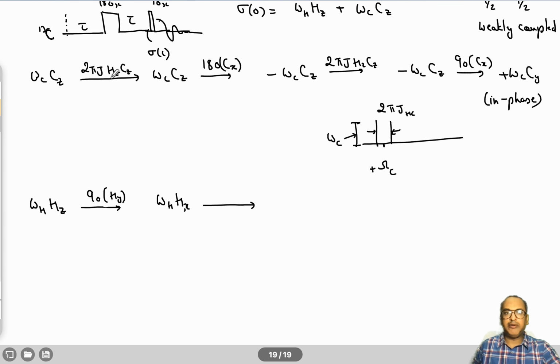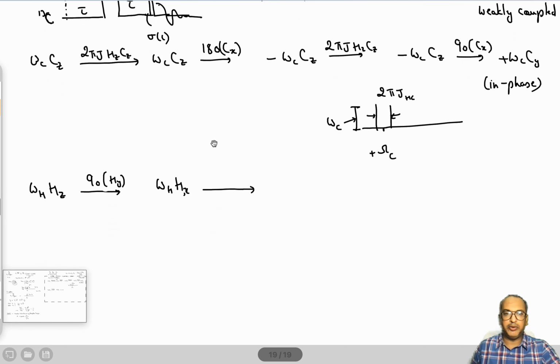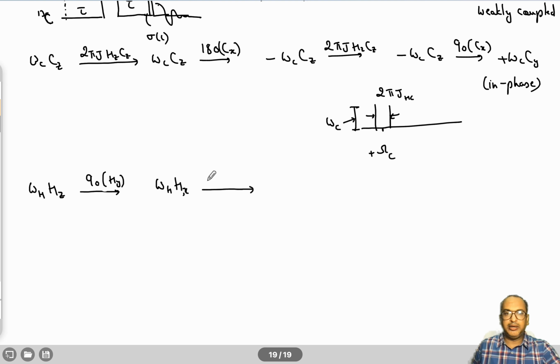This will be again, there would not be any chemical shift evolution. So during spin echo there is no chemical shift evolution. Although the Hamiltonian will be there, I am not applying that Hamiltonian. So I will straight away apply the scalar coupling Hamiltonian here, 2 pi J Hz Cz, right?